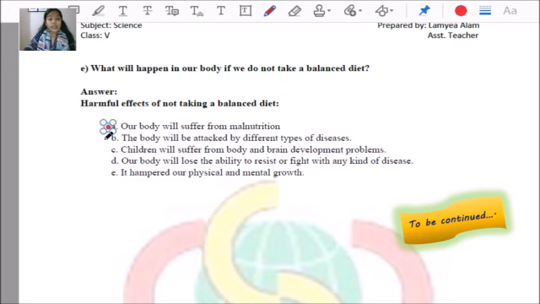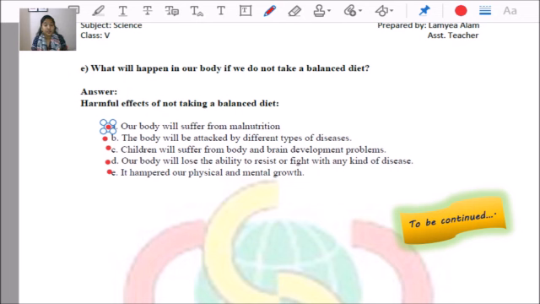Number B is the body will be attacked by different types of diseases. Number C is children will suffer from body and brain development problems. Next one is our body will lose the ability to resist or fight any kind of disease. And the last number E is it hampered our physical and mental growth also. So this is our end of lecture 1. We have 5 questions from lecture 1.